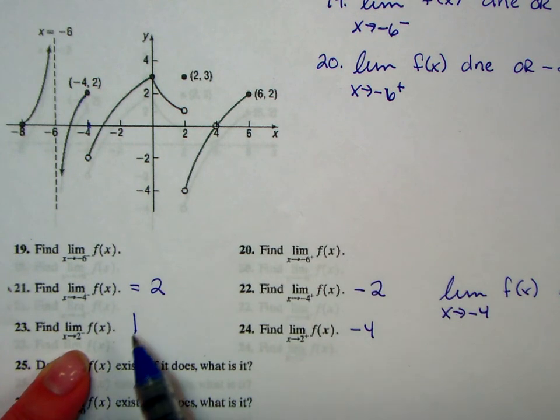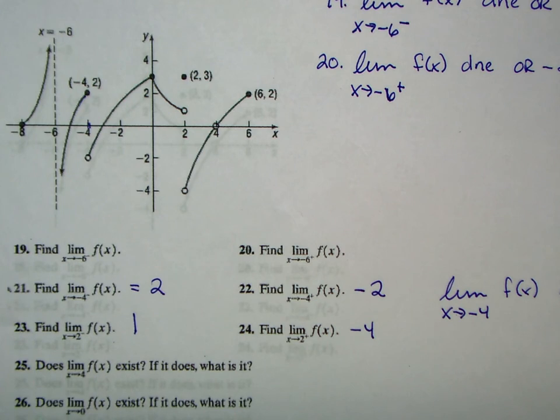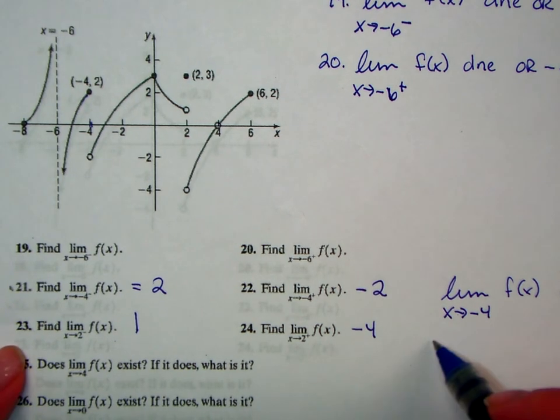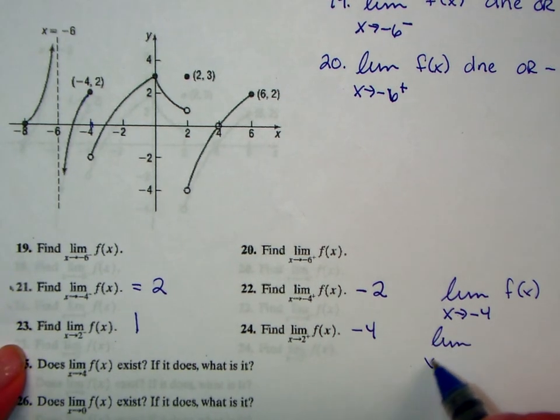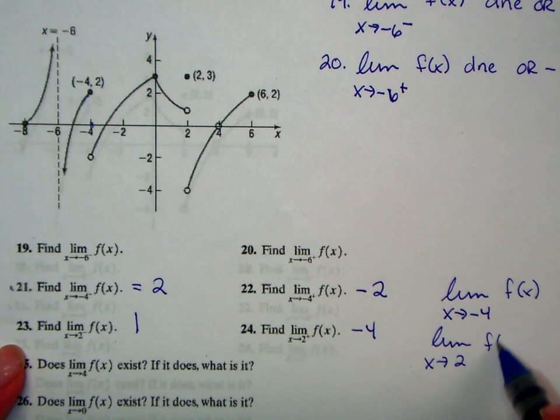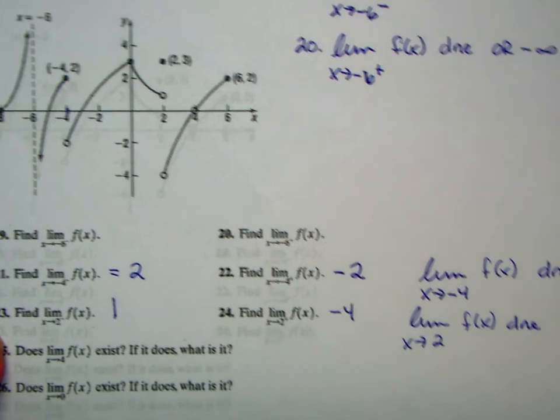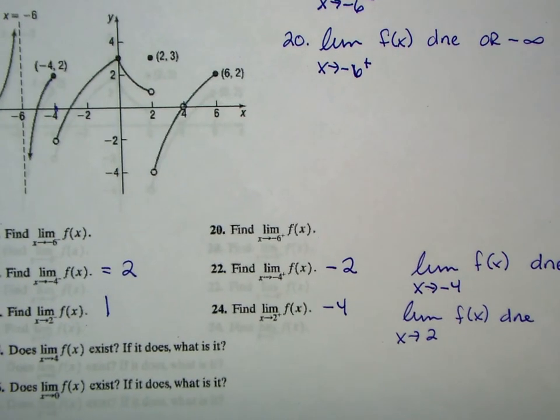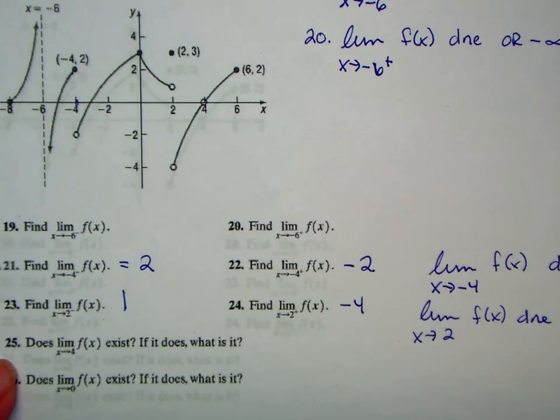Okay? So again, the left-hand limit and the right-hand limit do not agree. So we can say that the limit as x approaches 2, the overall limit does not exist. Right? Does not exist. So I think I answered number 25 already. Does the limit as x approaches 4 exist? Oh, no, we didn't. Okay.